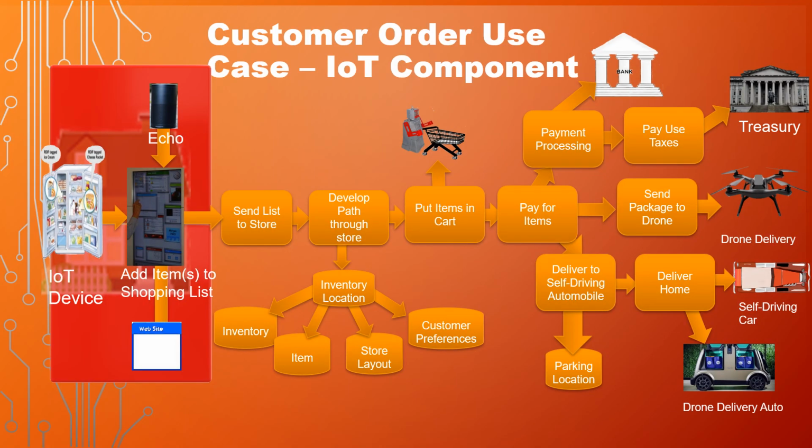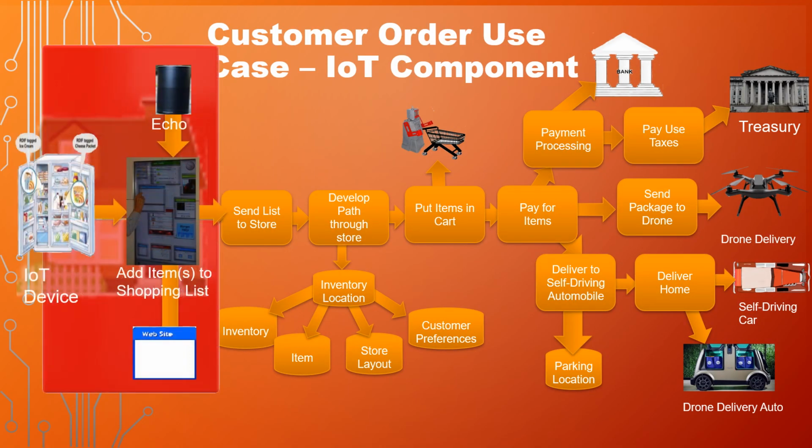So in this customer order use case, the IoT components are the refrigerator in your house. This refrigerator has, for example, RFID tag capability to read that you're running low on eggs. And it then takes that and communicates that information through to the shopping list that's on a display that's in your home. You can then add other things to it, like from a website or using an Echo type device. When ready, the customer then can send the list to the store.